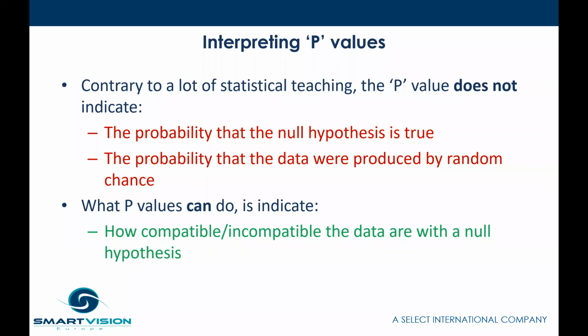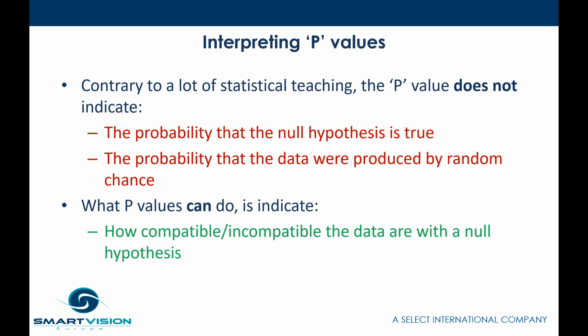Now, contrary to a lot of statistical teaching, I've been trying to be very careful with my language around the null hypothesis. What the p-value does not indicate is the probability that the null hypothesis is true. Lots of people have taught that. That's not true. Or the probability that the data were produced by random chance. I've taught that. We've said these things in the past. We just have to be really careful of our language these days, because there's more scrutiny being paid to that. What p-values can do is indicate how compatible or incompatible the data are with our null hypothesis.